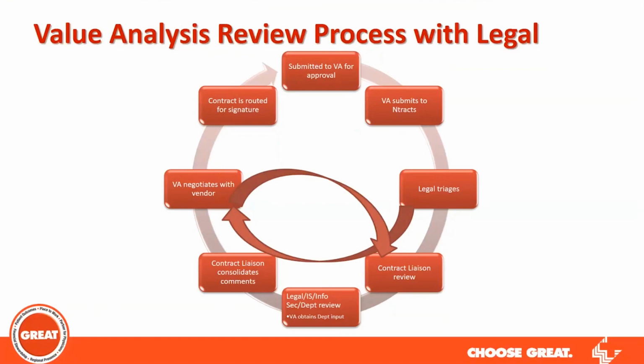And then we'll just keep repeating that process over and over until we get to the final stages with the vendor. And then after it's fully approved through value analysis, IS security, and the department, then we can route it for signature. And we're going to continue to use DocuSign with Ntracts, like we are with Ntracts. There are a few exceptions to that, when we might need to get a wet signature, but for the most part, we're going to be using DocuSign.